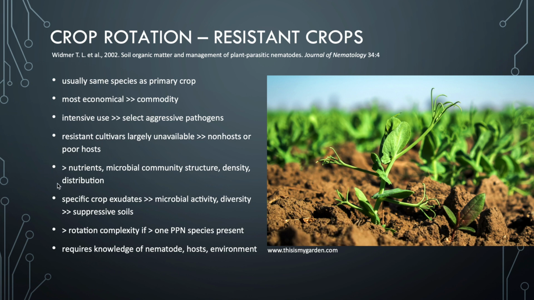In general, crop rotation increases nutrients and microbial community structure, density, and distribution. Many plants that are used in crop rotation produce specific exudates that actually increase microbial activity and diversity and once again contribute to creating nematode suppressive soils. However, there is a requirement for an increased rotation complexity if there is more than one plant parasitic nematode species present within the system. And this requires knowledge of the nematodes, the host plants, as well as the particular environment within which they live.